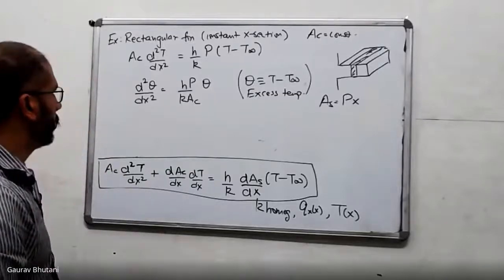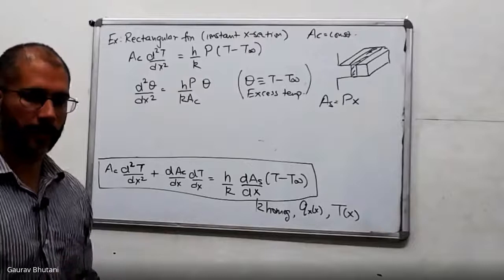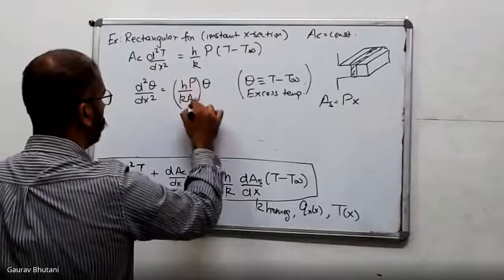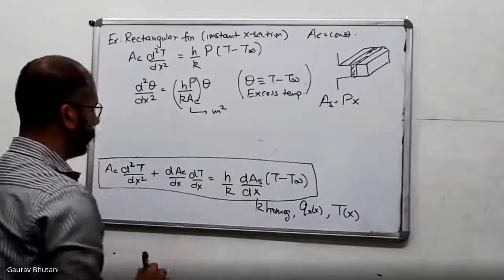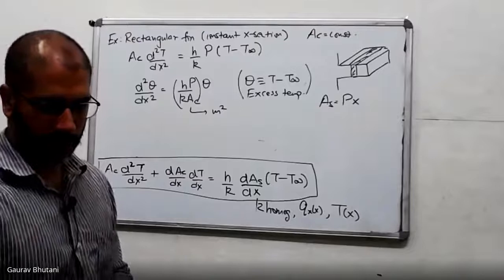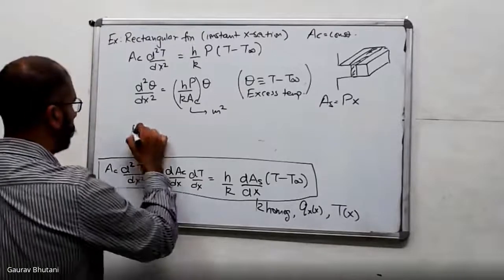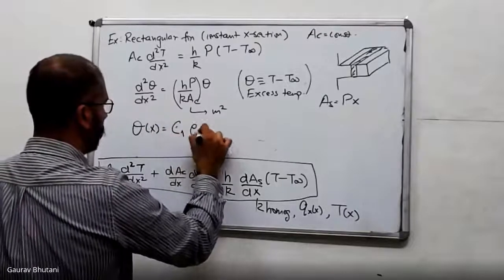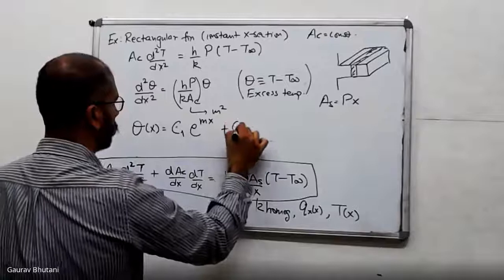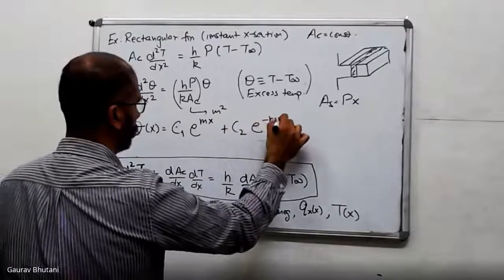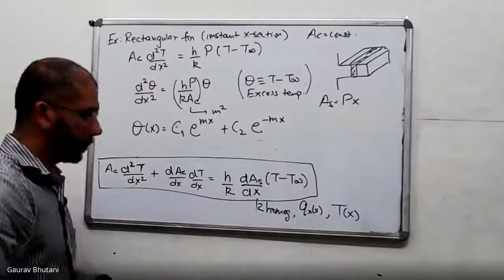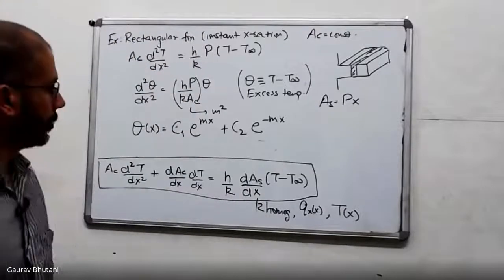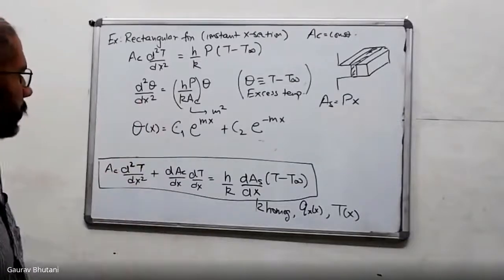So you can solve it using the characteristic equation, e to the power of mx. This whole thing you can call m square. The solution you get in this case is theta as a function of x is some constant c1 times e to the power of mx plus c2 e to the power of minus mx. I'm sure you can solve this given the situation, so I won't do that here.